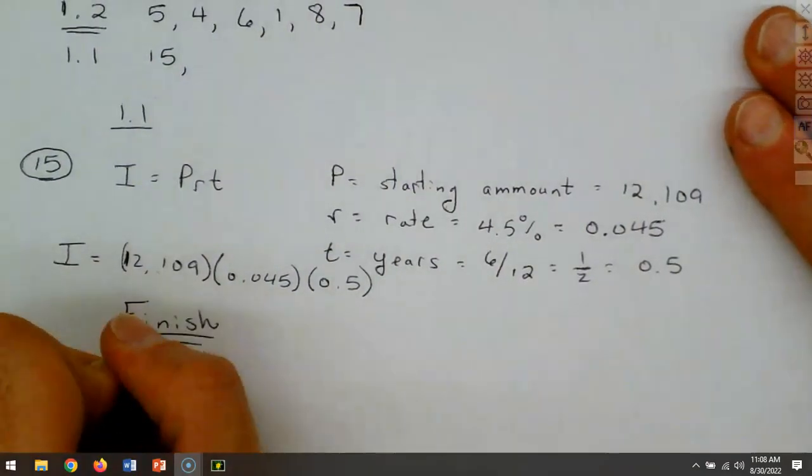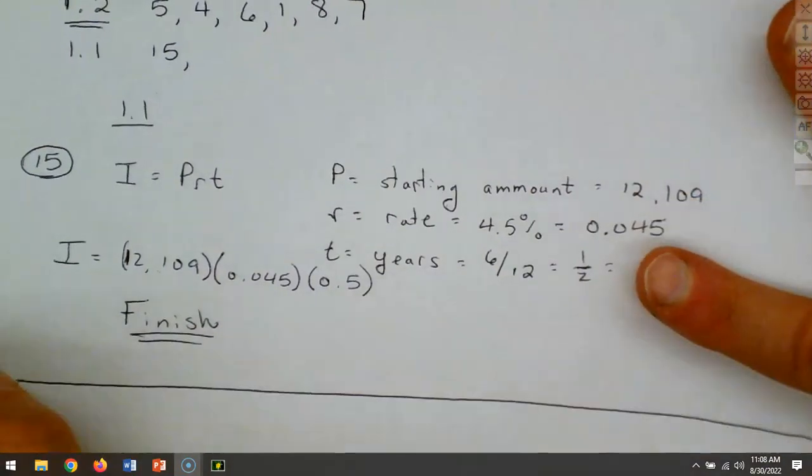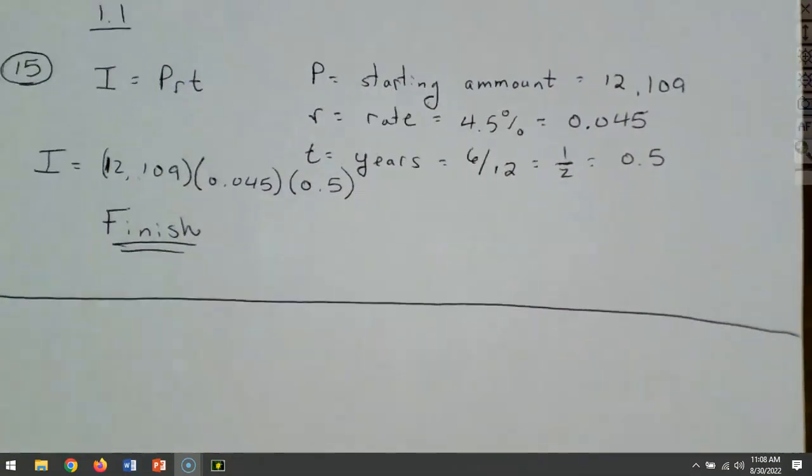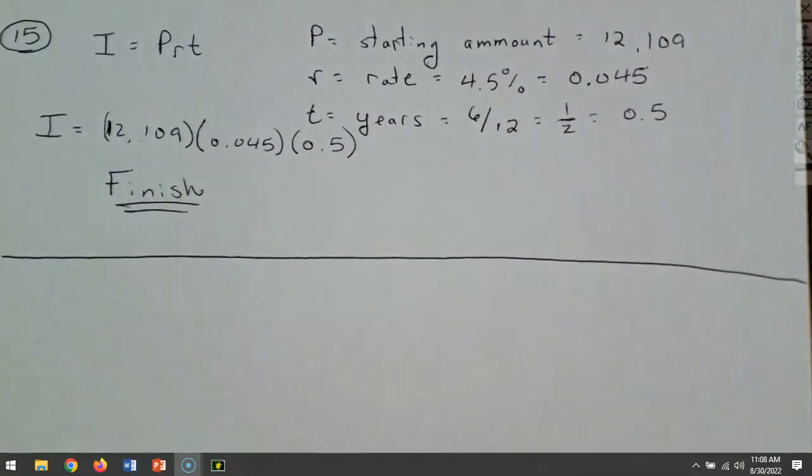When I work out questions, most of the time, I'm not going to finish them out completely. Because they're homework questions, I want you to work them. But I will set them up and make sure you understand how to get to that equation.